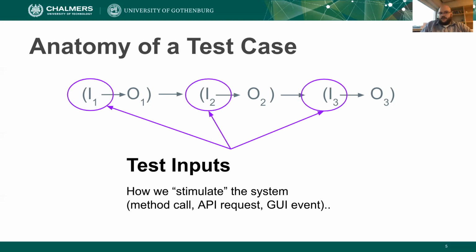This can be method calls in a unit test. This could be requests to an API, like a POST request or GET request to a REST API. This could be some kind of interaction with a user interface, like you touch the screen at certain coordinates, or you click and drag an element, right? But it's how you make the system react.